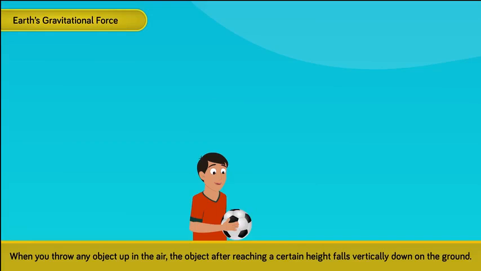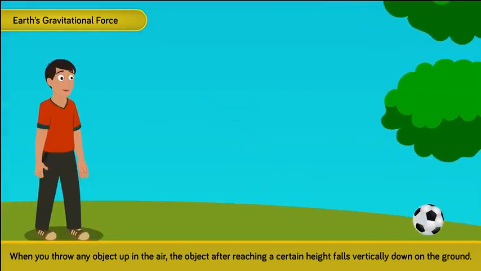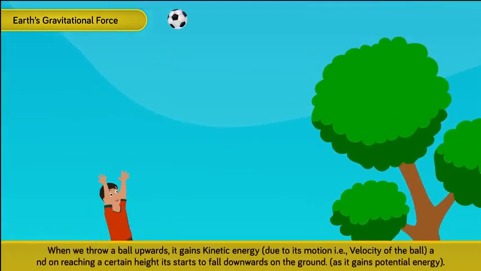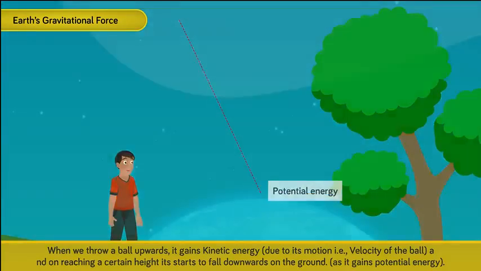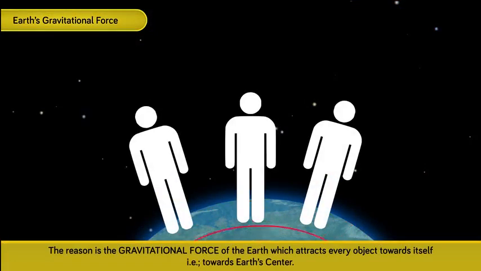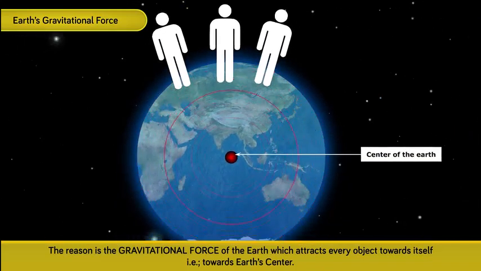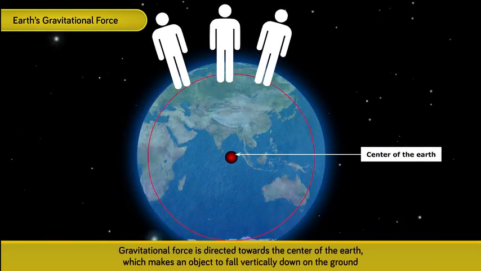As we can see in the picture, when you throw any object up in the air, the object, after reaching a certain height, falls vertically down on the ground. Example, when we throw a ball upwards, it gains kinetic energy due to its velocity, and on reaching a certain height, it starts to fall downwards on the ground as it gains potential energy. The reason is the gravitational force of the Earth, which attracts every object towards itself, that is, towards the Earth's center. This means that gravitational force is directed towards the center of the Earth, which makes an object fall vertically down on the ground.